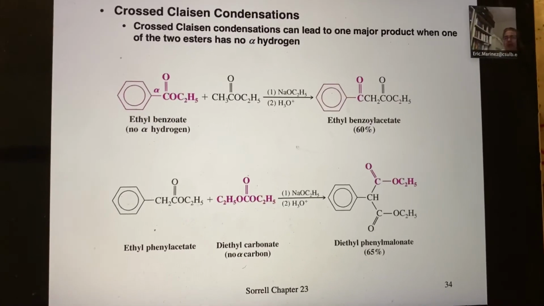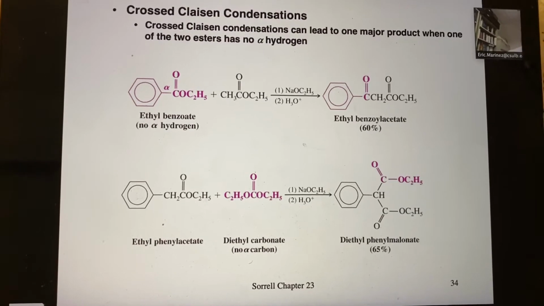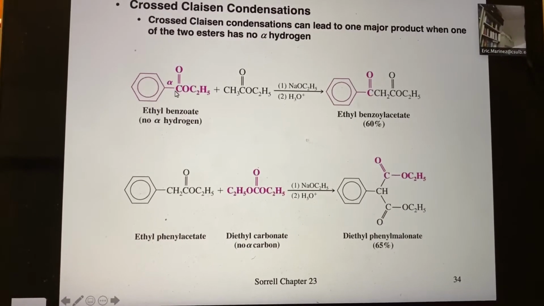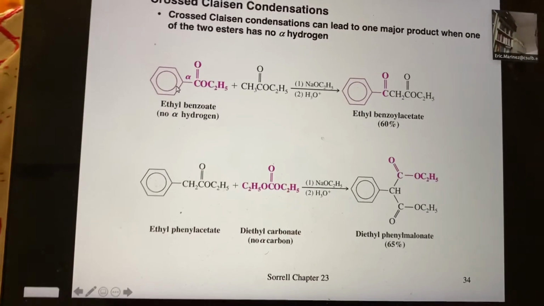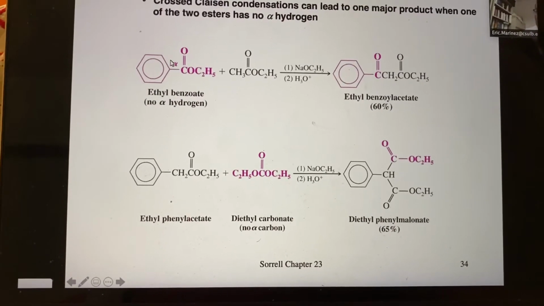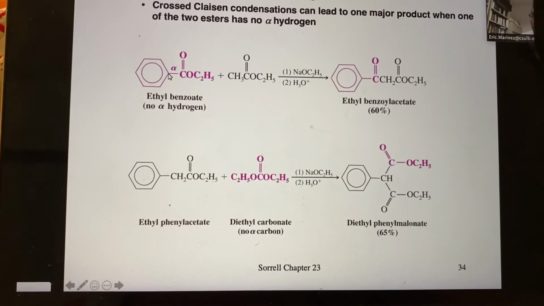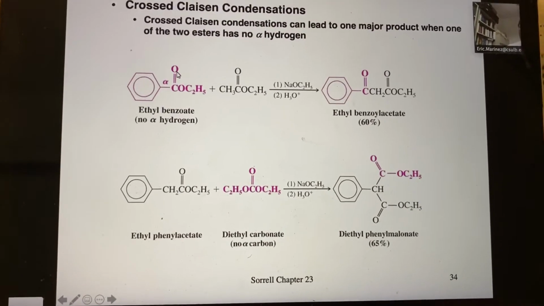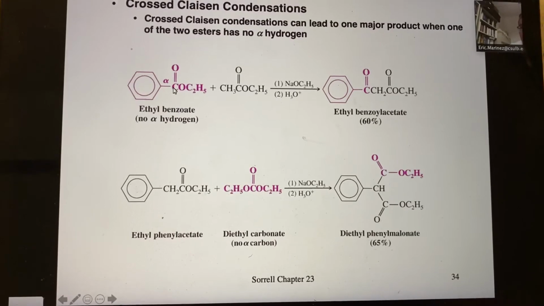Are there cross-Claisen reactions? Yes, and it's the same type of approach. Obviously, one approach is to identify an ester that can only function as an electrophile because it has no alpha protons. So here's a case of ethyl benzoate. Again, this carbon here has no protons, so I don't have a nucleophile that can be formed. Consequently, ethyl benzoate can only function as the electrophile in this reaction.